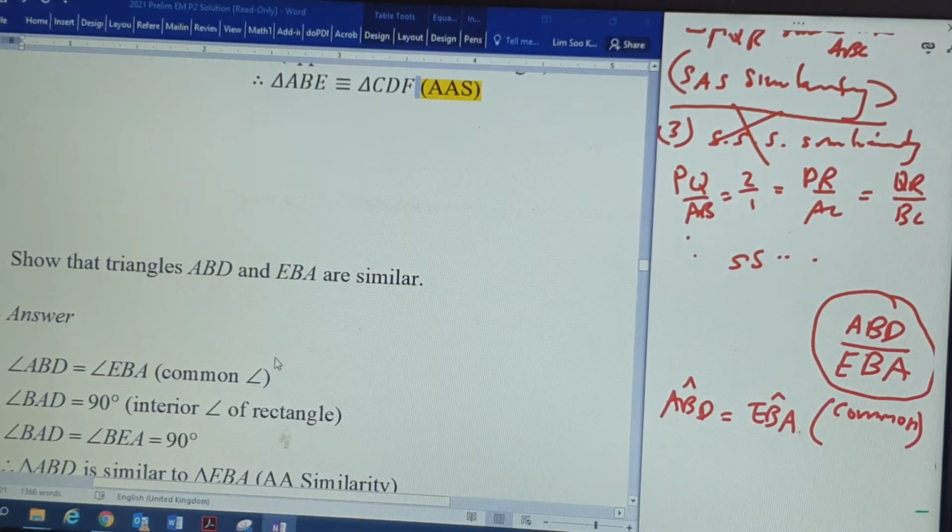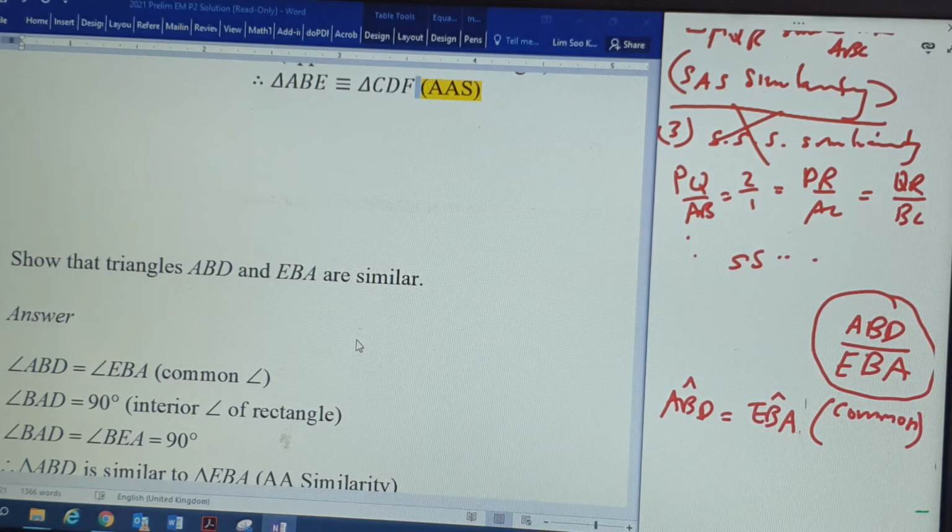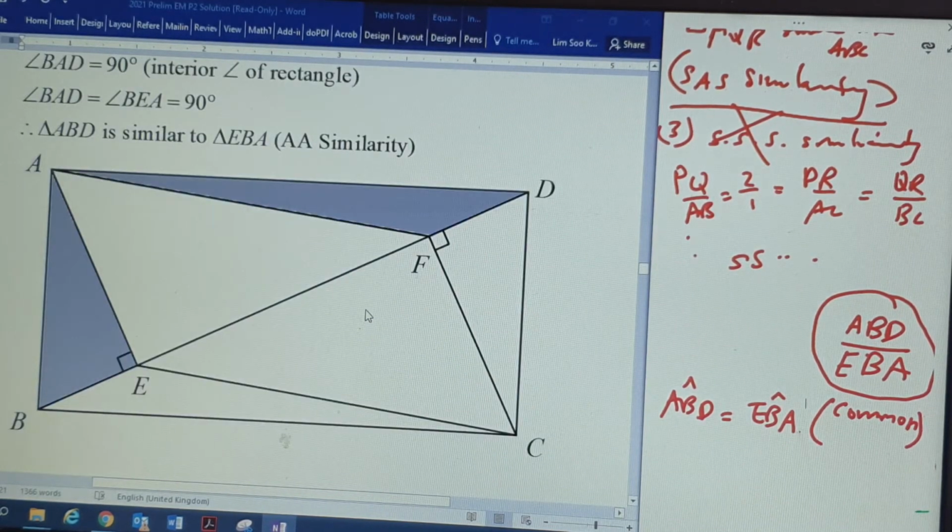Okay? Confirm. Normally it's AA, but sometimes it's not. So you try AA first. If AA fails, you go to SAS similarity. If SAS similarity fails, then you go to SSS. But normally no SSS. Okay, now next part, getting harder already.